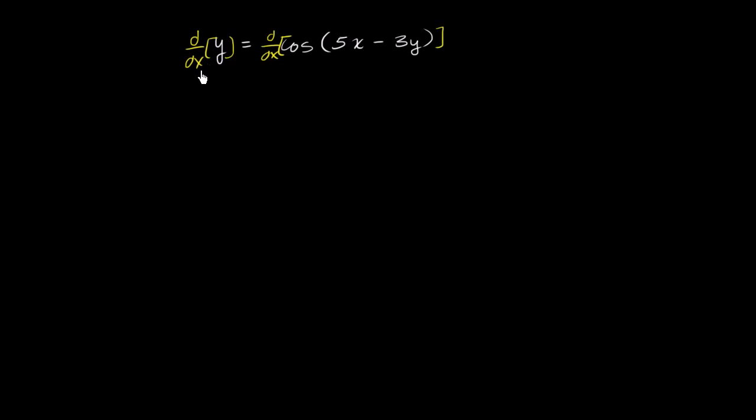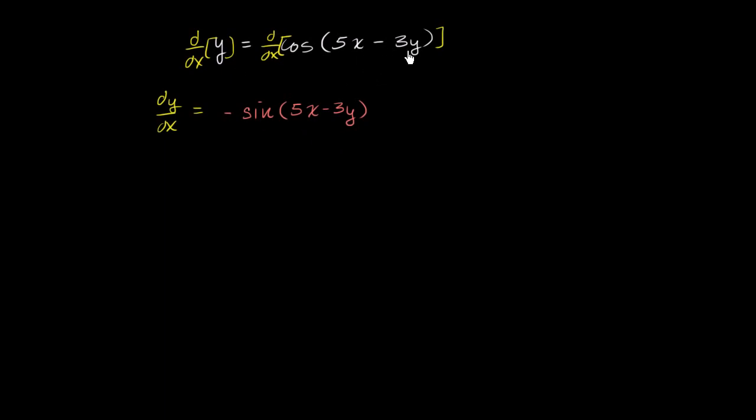On the left-hand side, right over here, we get dy/dx is equal to, now here on the right-hand side, we're going to apply the chain rule. The derivative of the cosine of something with respect to that something is going to be equal to negative sine of that something, so negative sine of 5x minus 3y. And then we have to multiply that by the derivative of that something with respect to x.